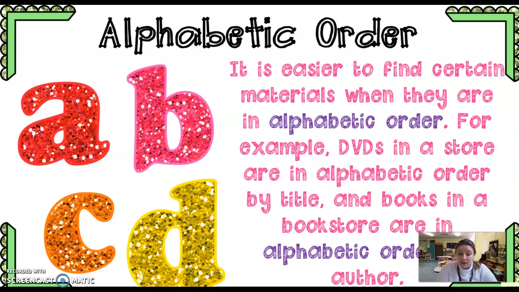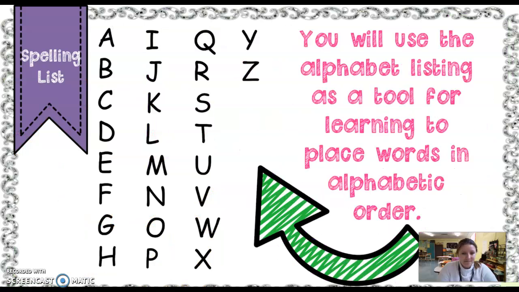For example, if you go into a store, the DVDs would be in alphabetic order by title. And if you went into a bookstore, the books would be in alphabetical order by title also, or by author, depending on how they're organized. You're going to use the alphabet listing as a tool to learn how to place words in alphabetical order. One thing that I like to do is if I'm working on a piece of paper practicing ABC order, I write the alphabet down the left-hand side of my paper so that I can look and make sure that I'm going in the right order.